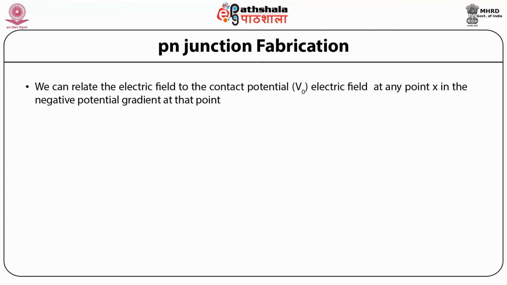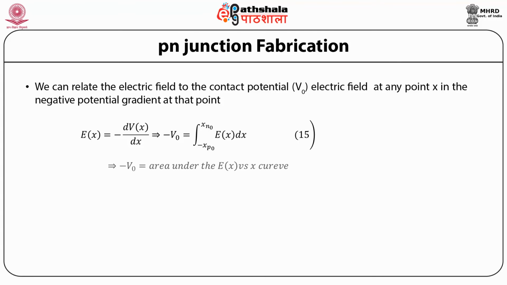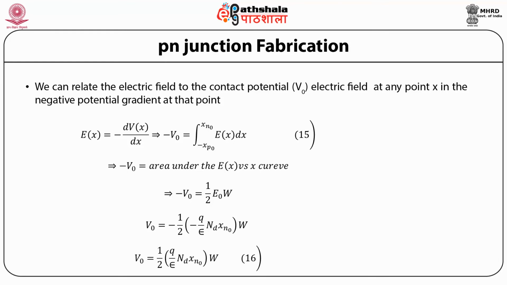So we can relate the electric field to the contact potential by this expression: E(x) equal to minus dV by dx, which implies minus V naught equal to integral minus xp naught to xn naught E(x) dx, that is minus V naught equal to area under the E versus x curve, which implies minus V naught equal to half E naught multiplied by W. V naught equal to minus half multiplied by minus q by epsilon Nd xn naught multiplied by W, which implies V naught equal to half multiplied by q by epsilon Nd xn naught multiplied by W.